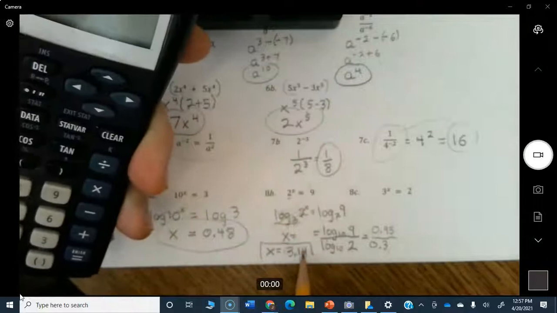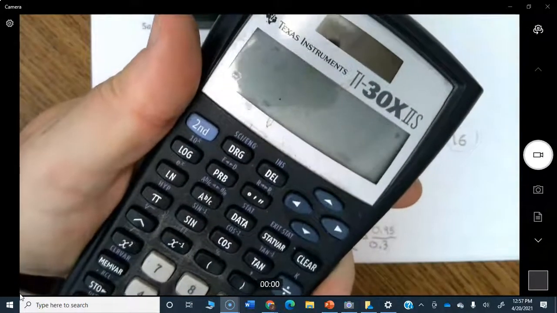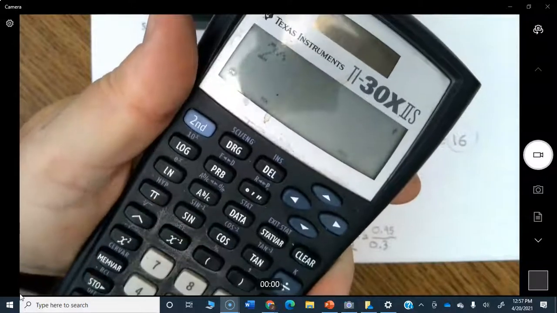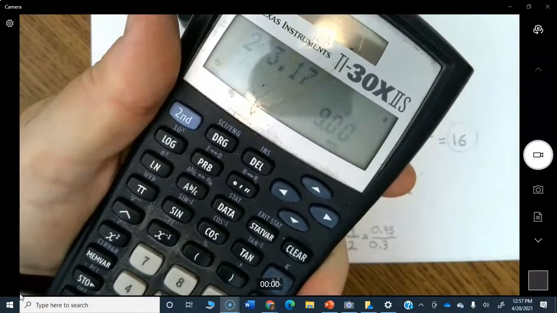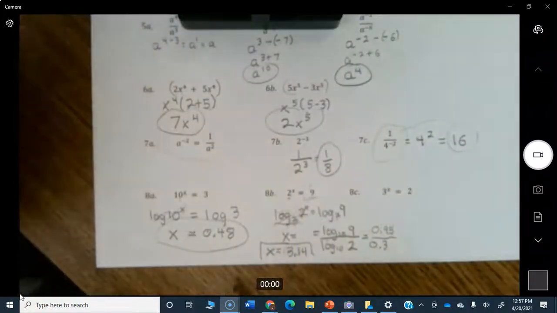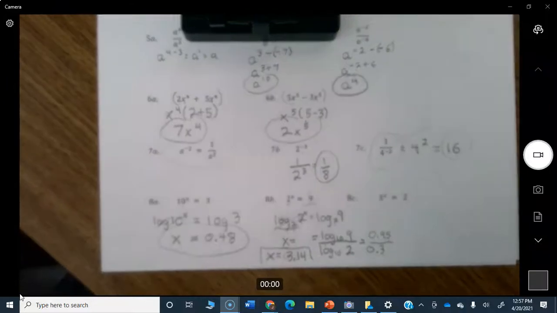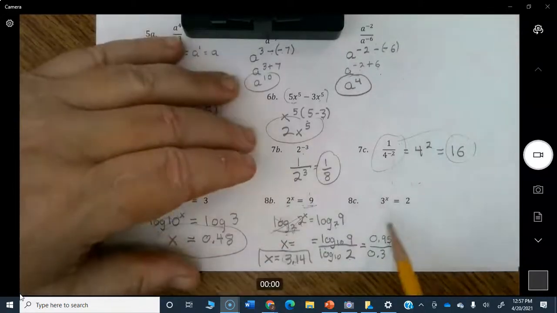Okay, so let's test it. You can test by plugging this in for x. So 2 raised to the power of 3.17, and that equals 9.00. That's exactly 9, so that's what it should be. Okay, so again, you use the change of base formula for that. The same is going to be true for this one. See if you can do this one before you watch me do it.